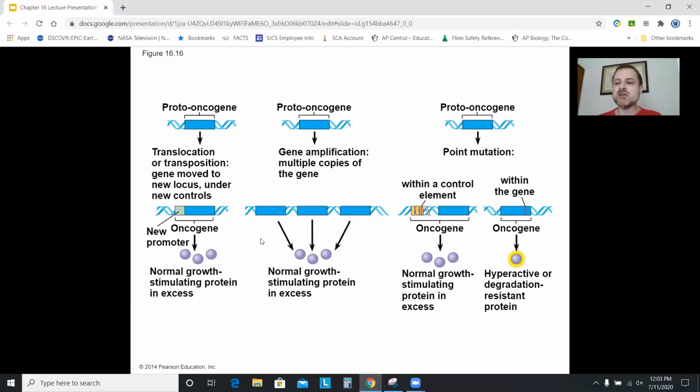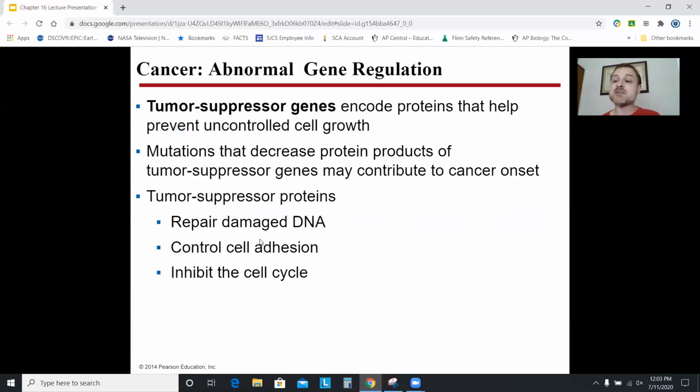The analogy you can use is a car, where proto-oncogenes that become oncogenes are like taking the gas pedal and hitting it to the floor, all right? A gas pedal makes you go faster. So mutating proto-oncogenes makes those cells go through the cell cycle way too much. That's one family of cancer-causing genes. The other family are called tumor-suppressor genes.